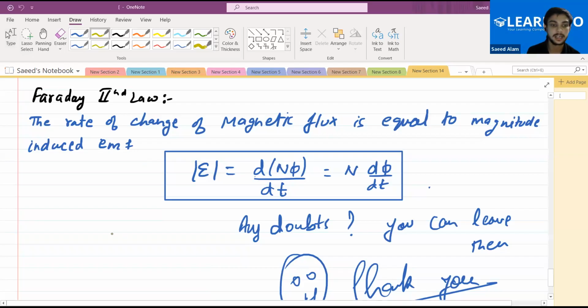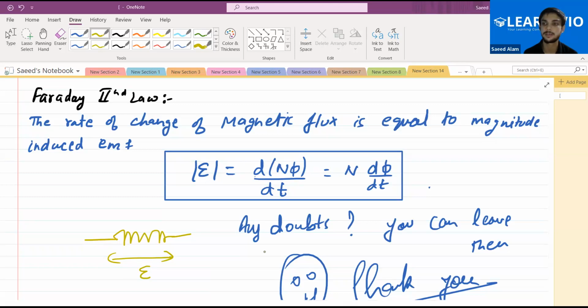So, suppose this is the coil here, and there is an EMF of E being induced across it. Yes or no? Yes, sir. So if the EMF, or just very close to it, the potential difference that we can see across it, will be V.